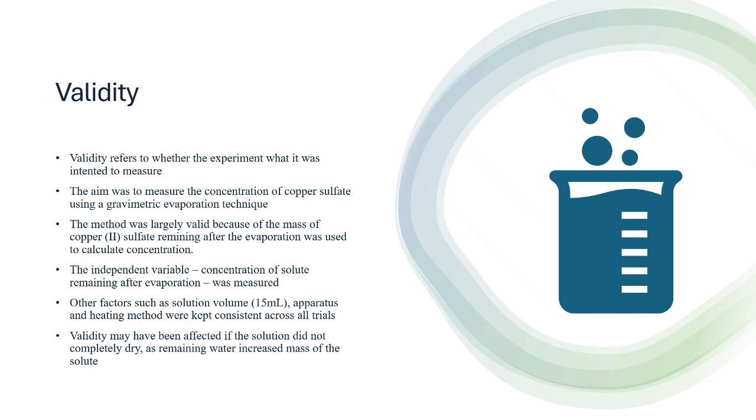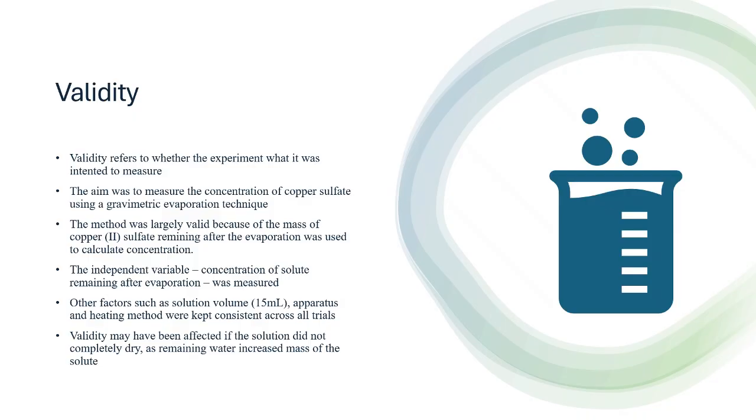Control variables such as the volume of solution, the same apparatus, and the general heating method were kept consistent across all 5 trials. However, validity was partially compromised in 2 key ways. Firstly, if evaporation was incomplete, residual water would increase the mass and tamper with the final mass and cause the concentration to be overestimated. Secondly, the Bunsen burner produced an uneven and difficult to control heat source, which introduces inconsistency in the evaporation between trials.